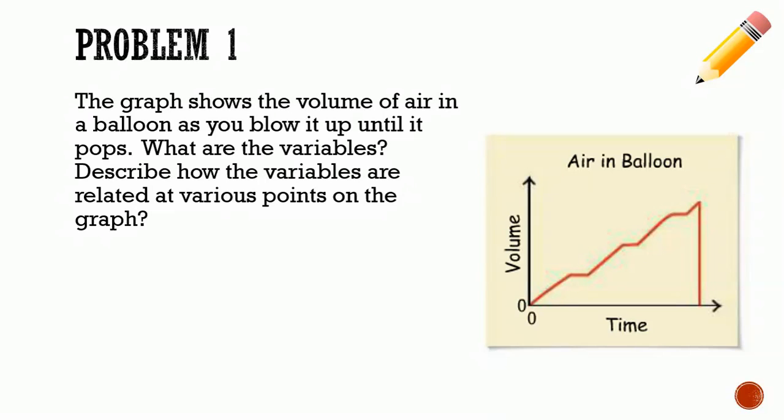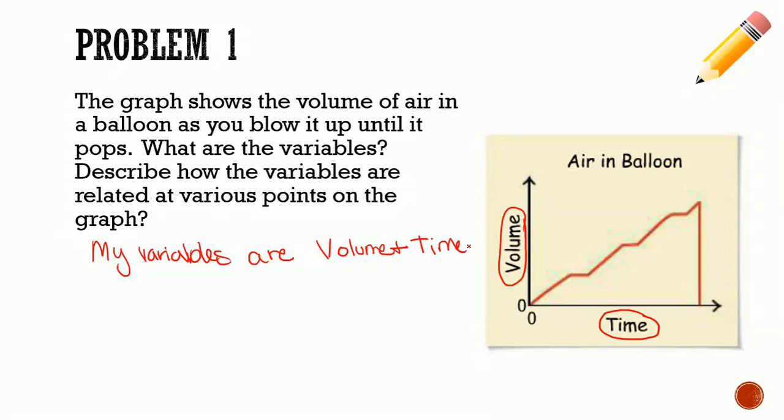So the very first thing we need to figure out is, what are our variables? The first thing you want to look at on a graph is the words around the edges. These two words around the edges are our variables. So my variables are volume and time. Describe how the variables are related at various points on the graph. From right here to right here, as time goes on, the volume of air in my balloon is going up.